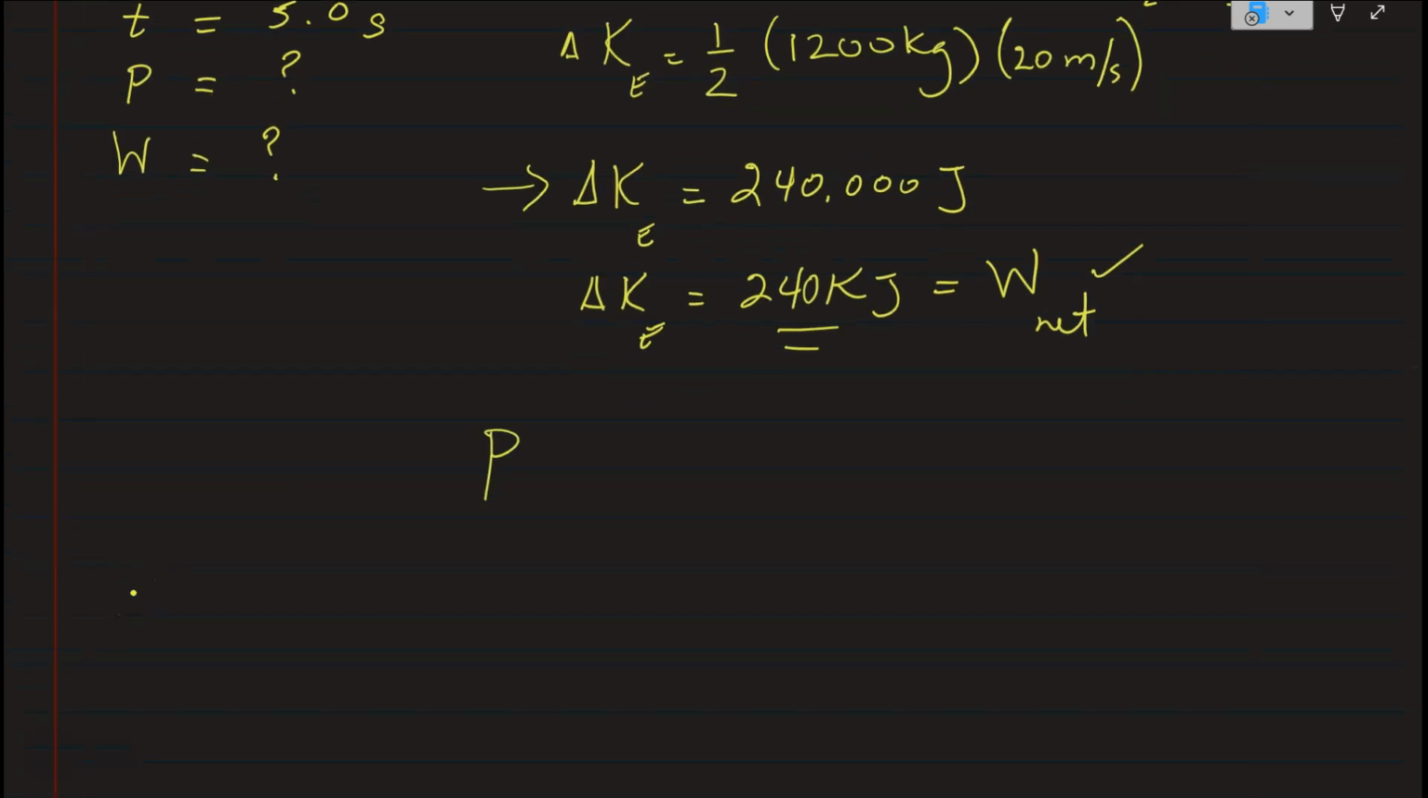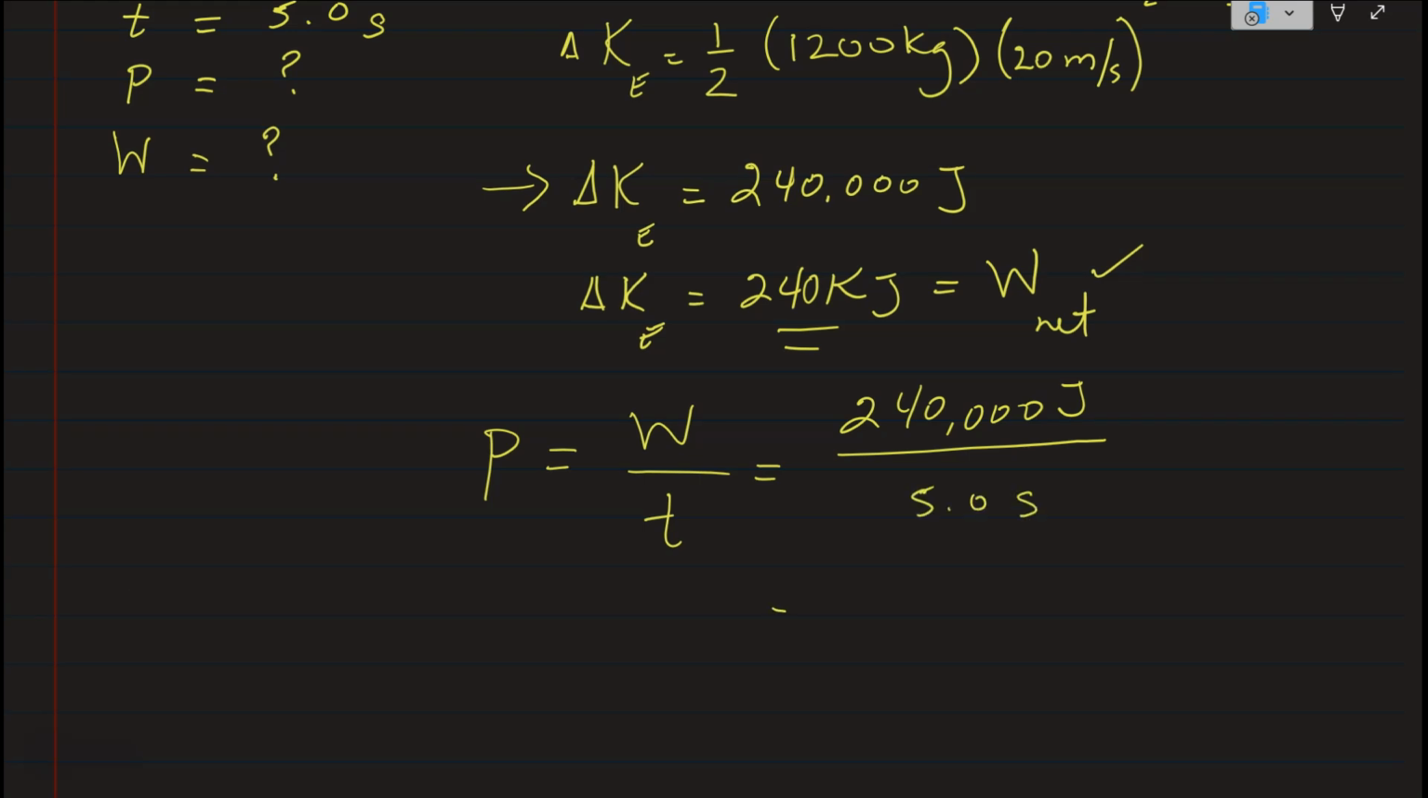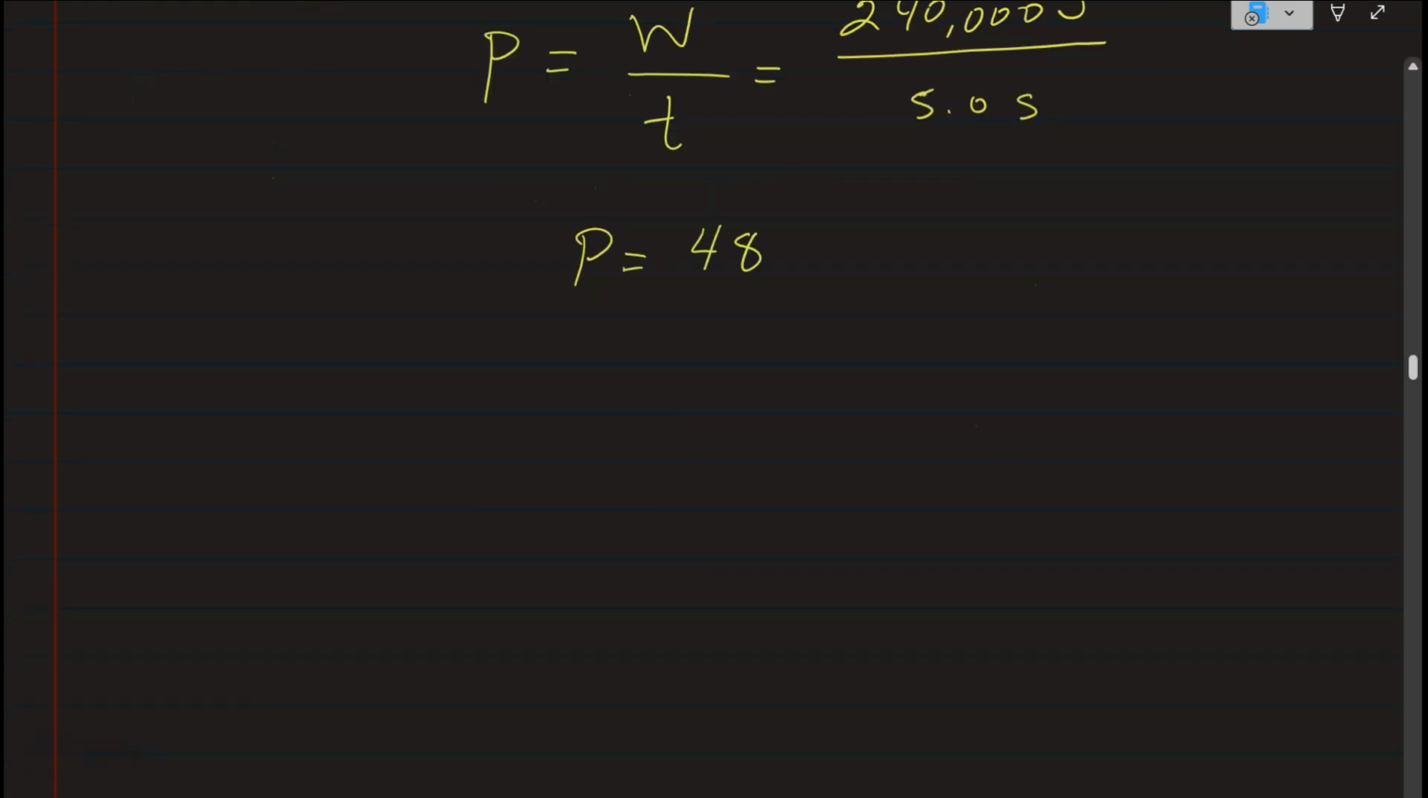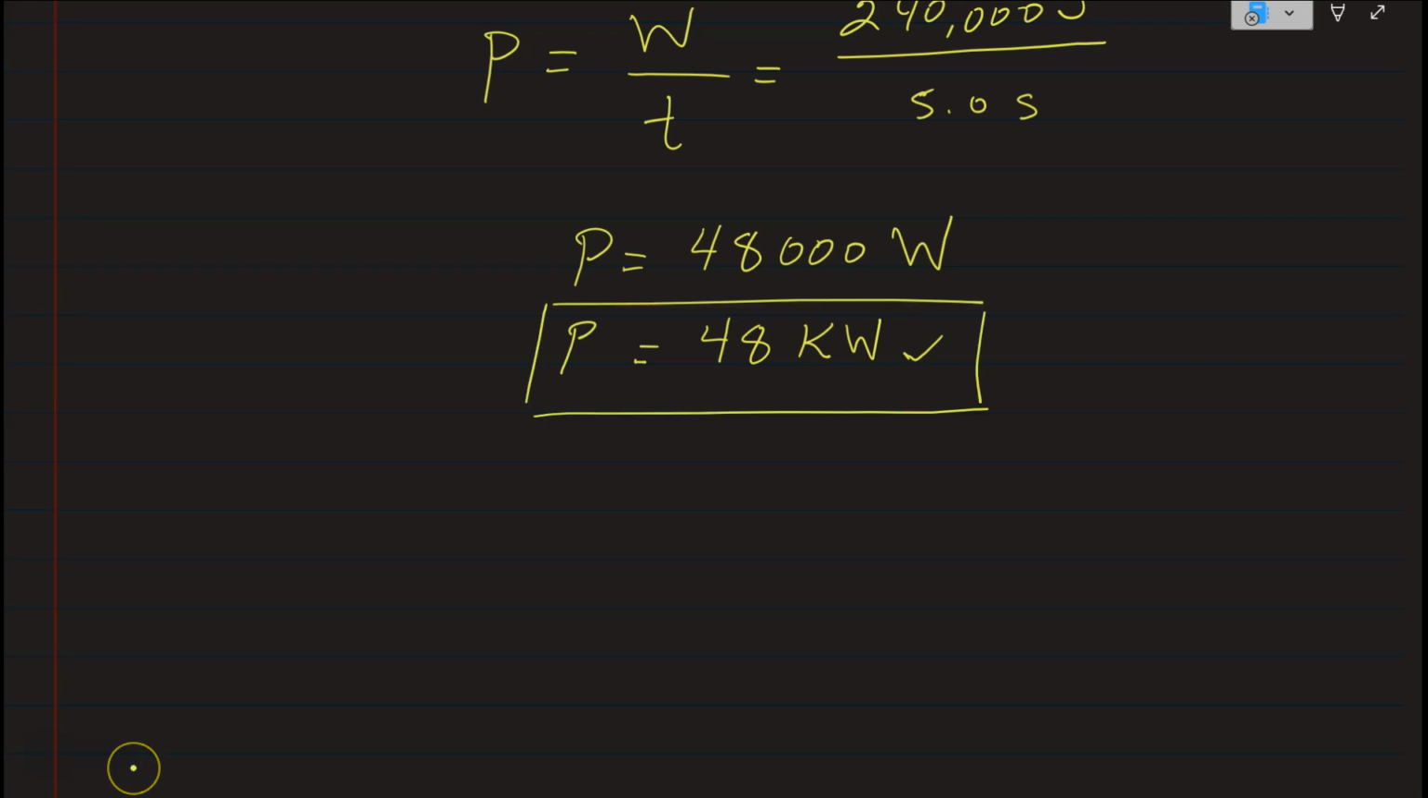We want to find what power is. Power is W divided by t. So here we're going to put in 240,000 joules divided by the time, which was 5.0 seconds. So the power is 48,000 watts, or we can say 48 kilowatts. That's the power for this system that's been generated. Excellent.